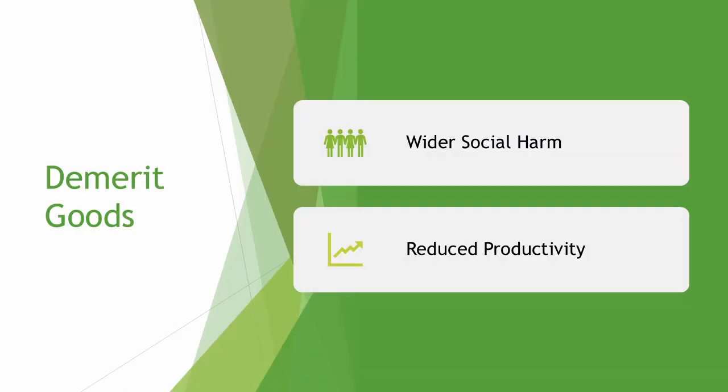A demerit good is a good or service that is overconsumed due to consumers underestimating its long-term costs. The consequences of the overconsumption of demerit goods and services are increased healthcare costs, reduced productivity, and wider social harm. This leads to market failure in society as consumption decisions impose costs on others that are not reflected in market prices.